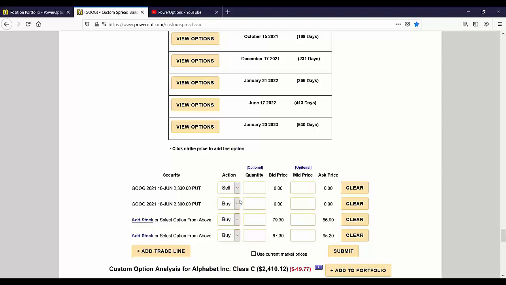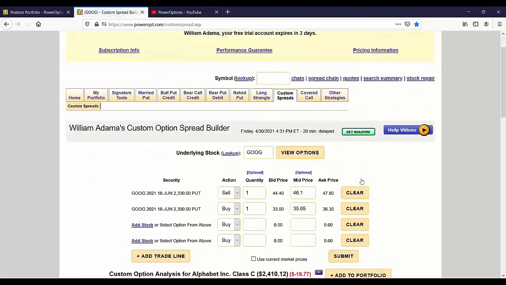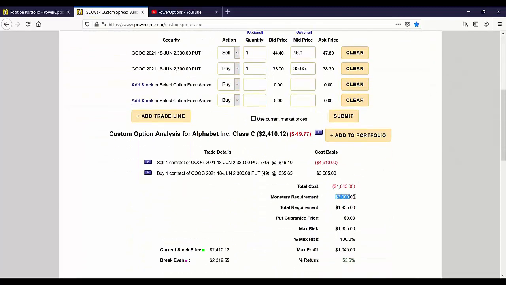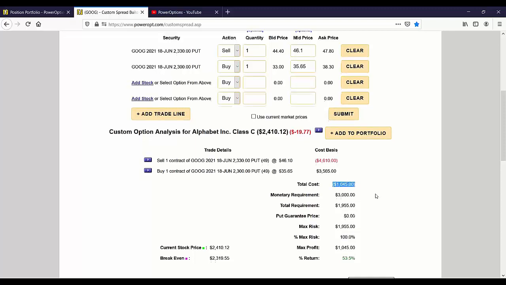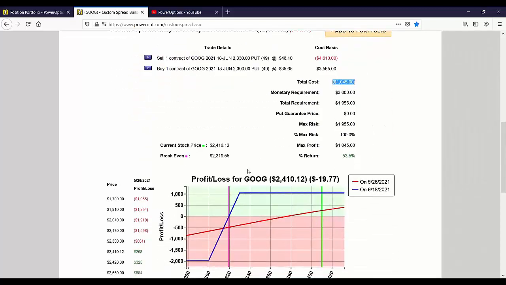So bull put here, sell the 2330, buy the 2300. That's going to be a 3,000 monetary requirement. We're getting a 1045 net credit in this case. Excellent. So now, as long as Google stays above 2330 in 49 days, it's a long time. And I don't even know, I'm assuming Google had earnings already with everyone else, but I'm going to take a look at that in a moment.